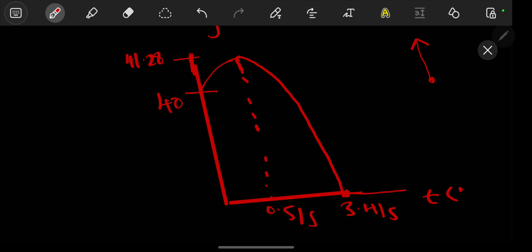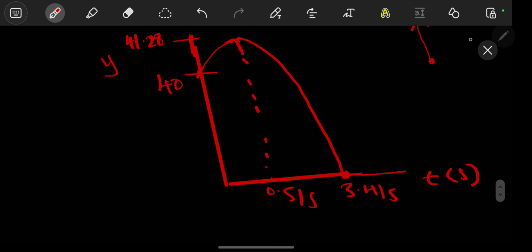So this is our time in seconds. Then this will be our y. Now remember, y, we are talking about the vertical distance for free fall. So that is how we can graph those problems.